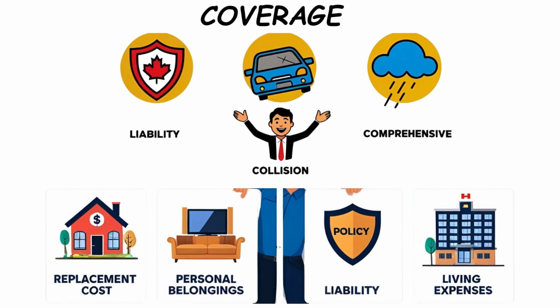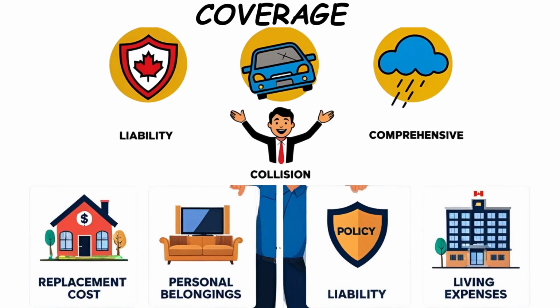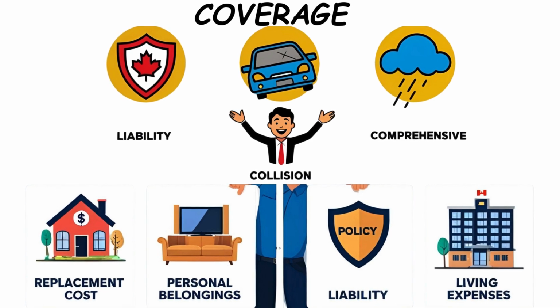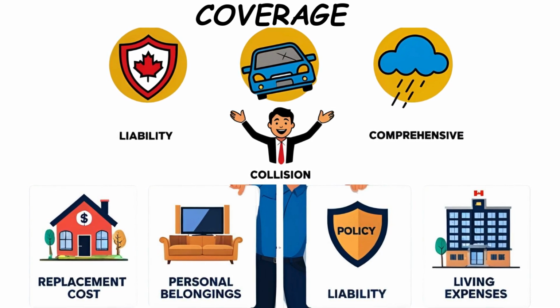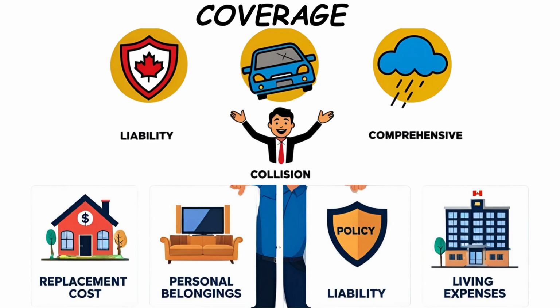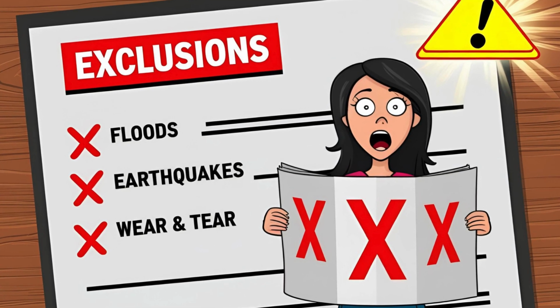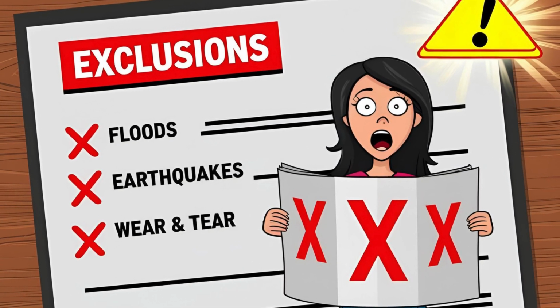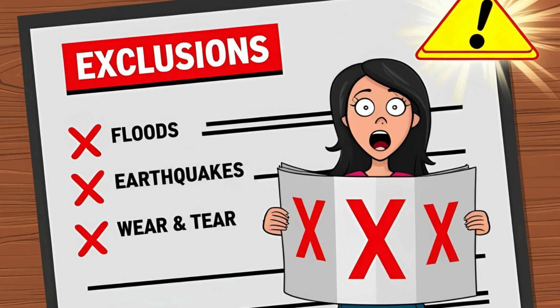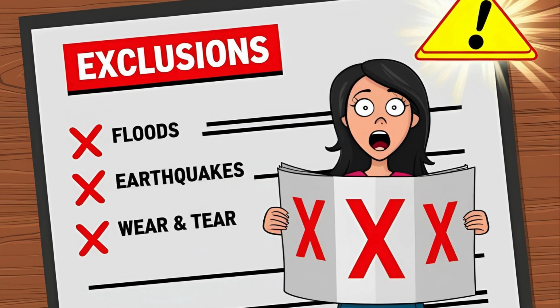2. Coverage. This section explains exactly what's protected. For example, in auto insurance, it might list liability, collision, and comprehensive coverage. Home insurance may include structure cost, personal belongings, potential liability claims, and living expenses. 3. Exclusions. This part lists what the policy won't cover, and it's crucial. Many people overlook this, only to find out the hard way.